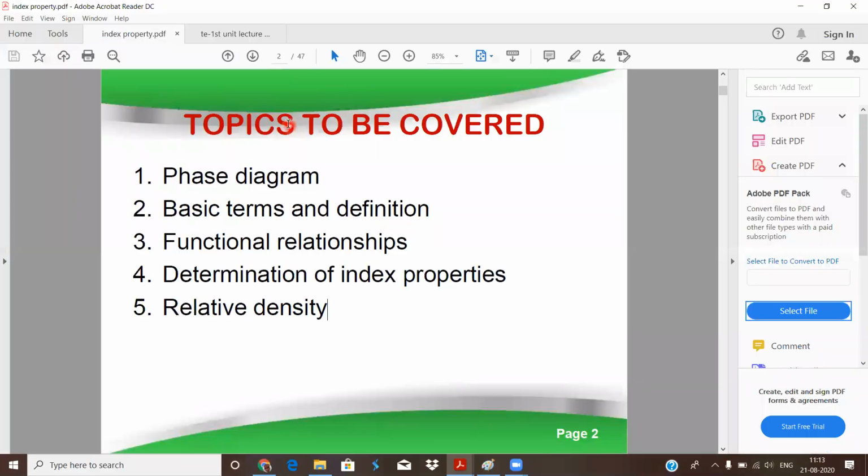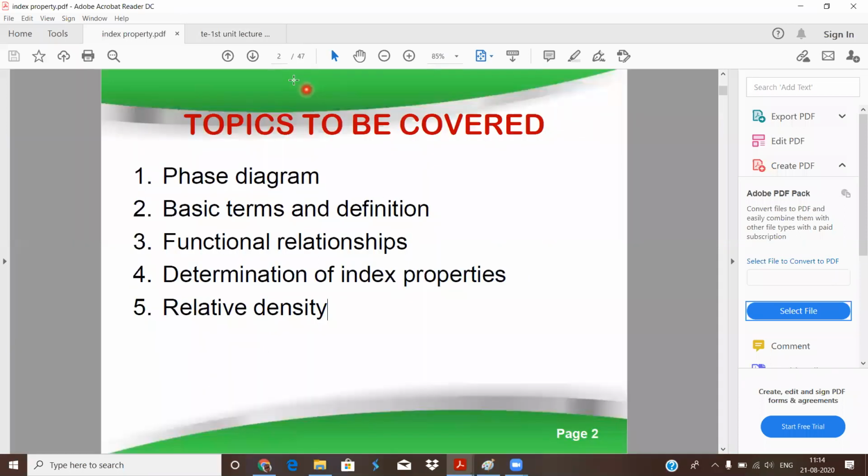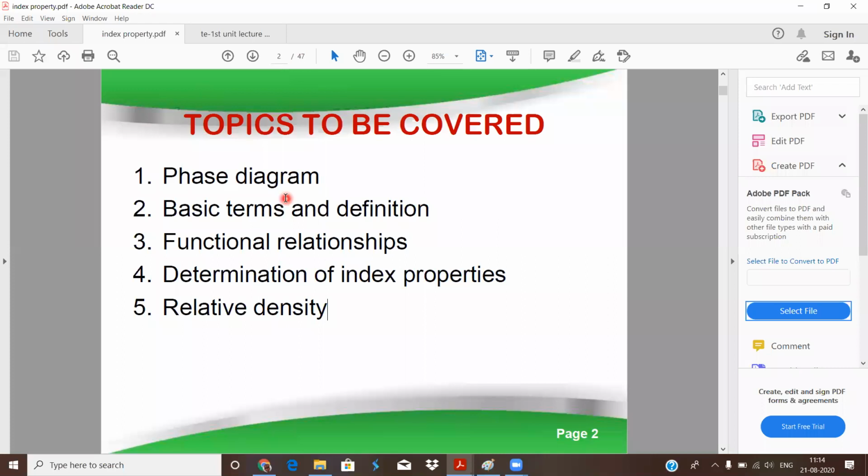So that is the basic definition of soil, solids, and voids. This is soil, and in the total soil we have solid particles. In the solid particles, voids are available. In the voids, it may contain air or water. This is called the total diagram, and it is known as the phase diagram.